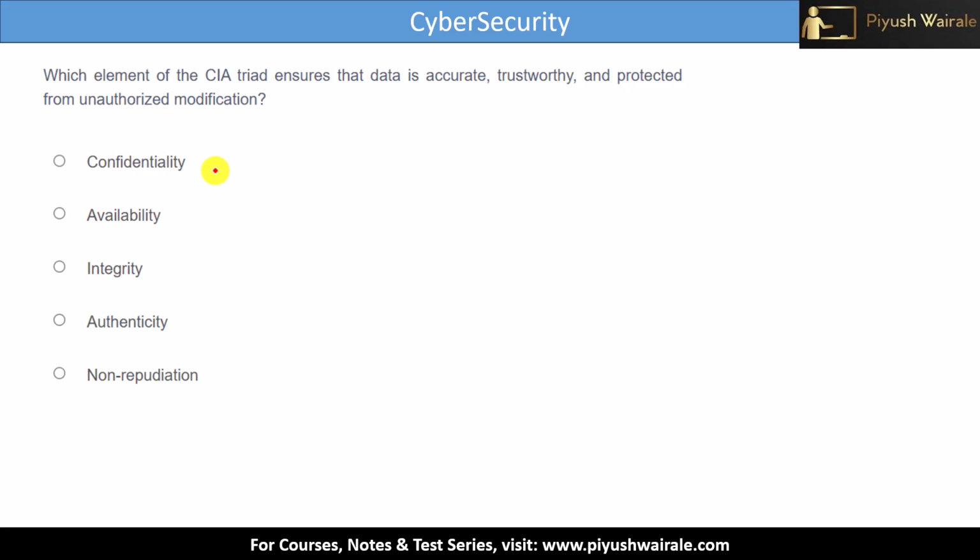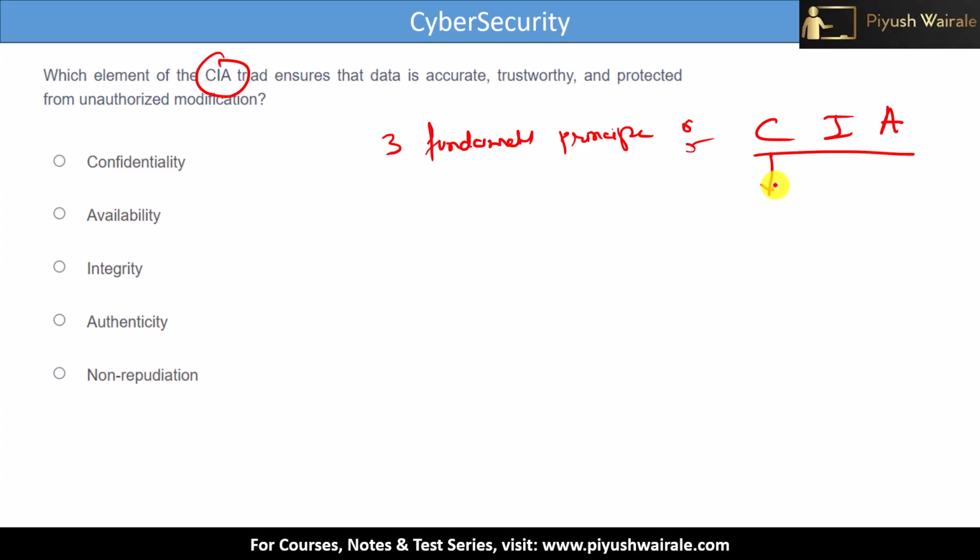Which element of CIA ensures that data is accurate, trustworthy, and protected from unauthorized modification? Now, CIA is a very important topic from cybersecurity. It deals with the fundamental principles of cybersecurity. Here we have three fundamental principles, that is, CIA. Now, what does CIA stand for? C stands for confidentiality. You can expect a question based on the CIA full form as well.